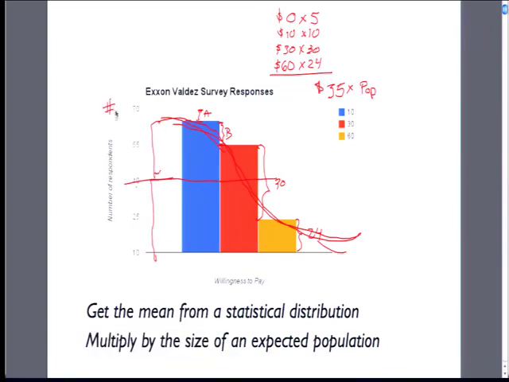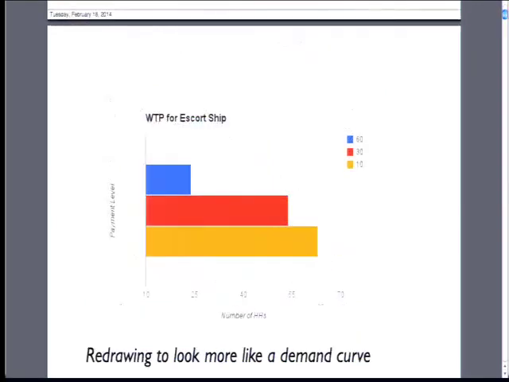So in this graph, we have number of people, and our payment is going this way. But if we want to think about this in terms of demand curves, we could flip it on its side. So now we have an axis where this is the payment on our vertical axis. This is a quantity of people that were willing to pay that payment. So this gets us what we think of like a demand curve.